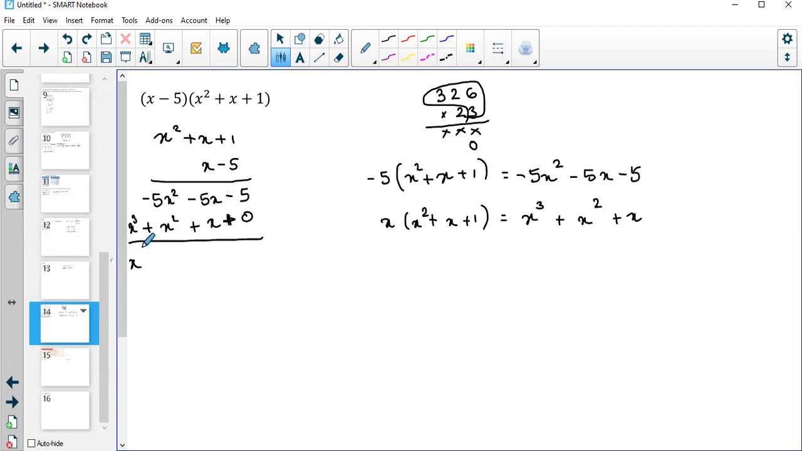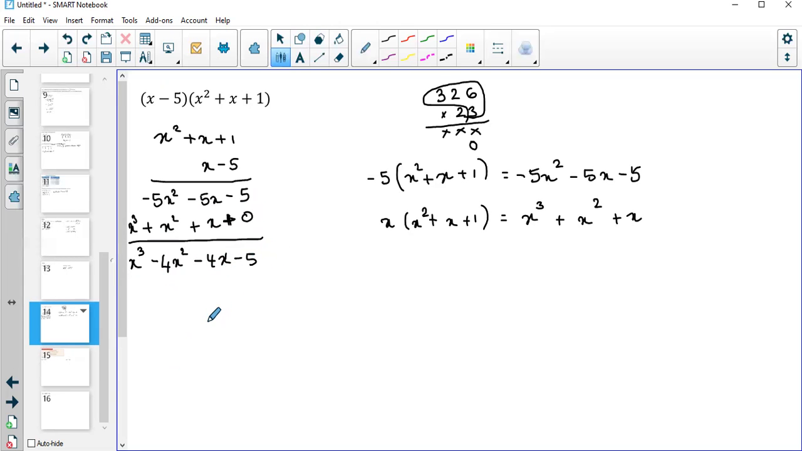So this can be x cubed, minus 5 plus 1. How much is minus 5 plus 1? You're going to get a negative 4x squared. Then minus 5x plus x, that's again going to give you a negative 4x. Minus 5 plus 0 is going to give you a negative 5. So your answer is x cubed minus 4x squared minus 4x minus 5.